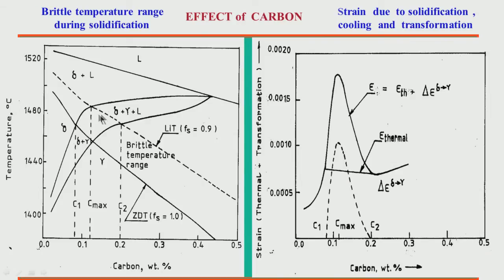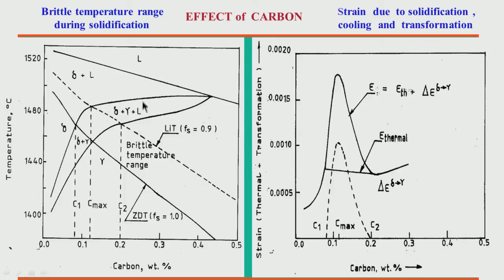So, this is the region of carbon concentration at which the delta to gamma transformation is taking place within the brittle temperature region. So, what is the implication? You will find the implication here. Here strain has been calculated and plotted for carbon concentration.